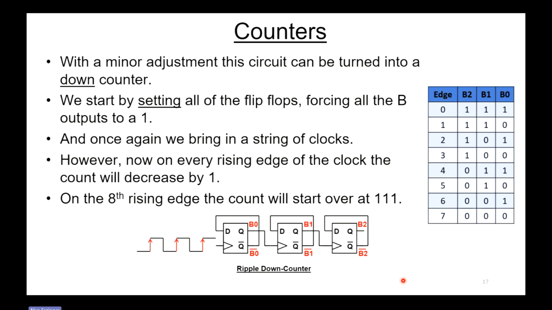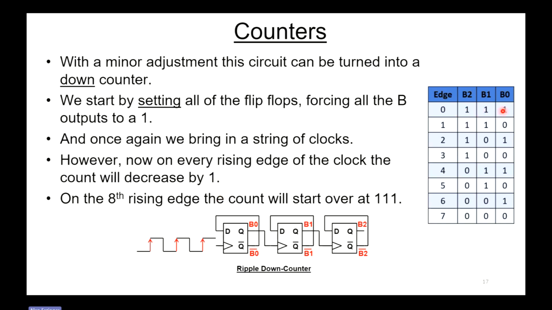So with a minor adjustment, this circuit can be turned into a down counter. And so the hookup is a little different now, but now we start by setting all the flip-flops. And when you set it, it forces all the B outputs to 1. So once again, we bring in a string of clocks. However, now on every rising edge of the clock, the count will decrease by 1 instead of increasing by 1.